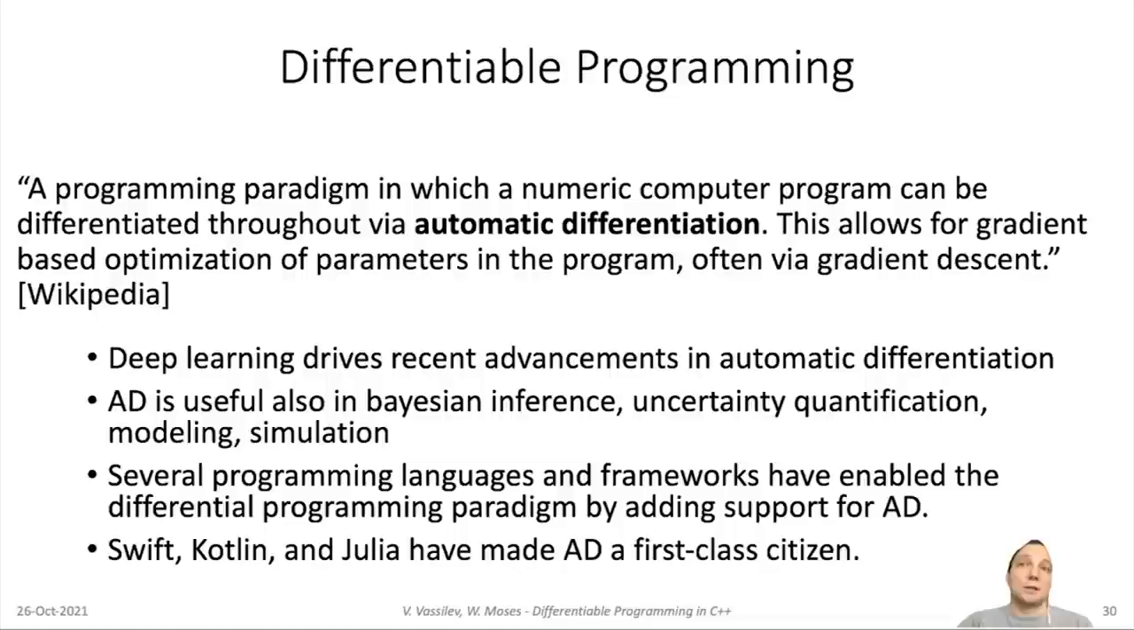Several programming languages and frameworks have enabled the differentiable programming paradigm. Some languages, such as Swift, Julia, and Kotlin, made automatic differentiation a first-class citizen. The differentiable programming paradigm enables organizing the software of systems to become more sensitive to data. That is, to be configured towards a particular dataset and improve their efficiency towards concrete data inputs which are fed to the system.